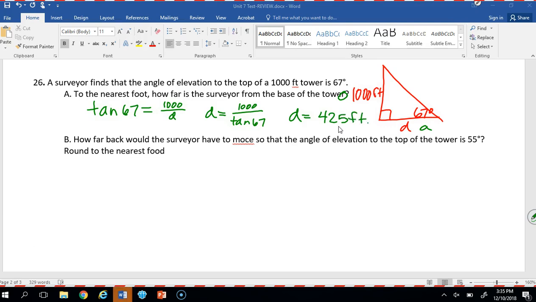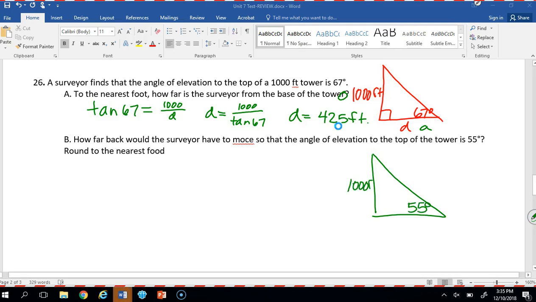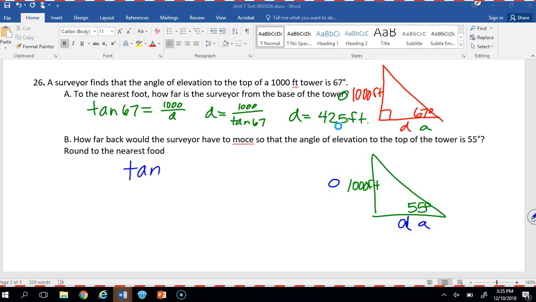Now, the next part of this problem: how far back would the surveyor have to move so the angle of elevation to the top of the tower was 55 degrees, sorry. So now we want this to be 55 degrees, and this is still 1,000 feet. So when we work this problem now, we're still looking for our d down here. This is going to be our opposite, and this is going to be our adjacent. So we're still going to use our tangent ratio here. So we're going to say the tan of 55 this time is equal to 1,000 divided by d.